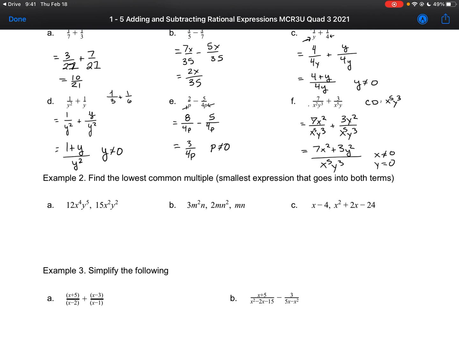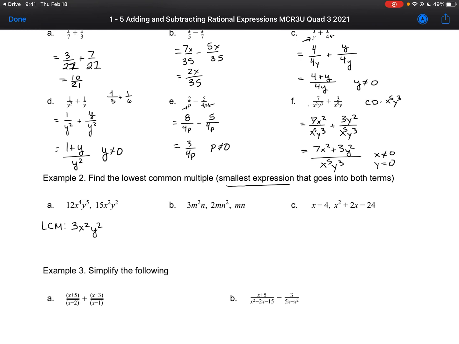Let's do some more practice finding the lowest common multiple, which is going to help us to find our common denominator when we work with more complicated expressions. So the lowest common multiple is the smallest expression that goes into both terms. In example A, I'm going to start with my numbers. The smallest expression that goes into both terms is 3. The smallest expression that goes into both of my x's is x squared, and y's would be y squared. So that would be my lowest common multiple there.